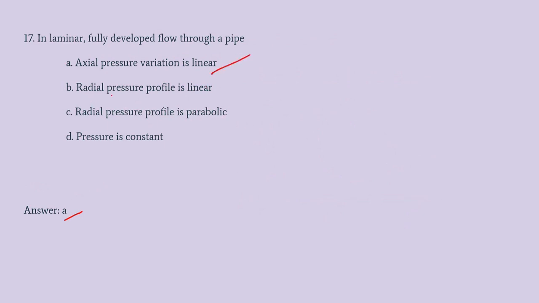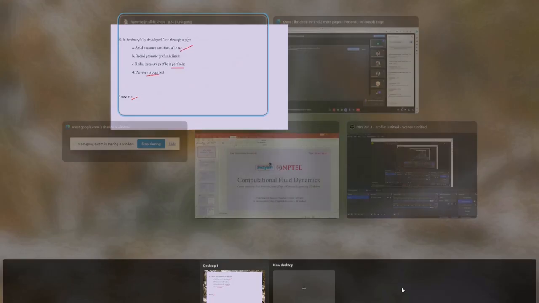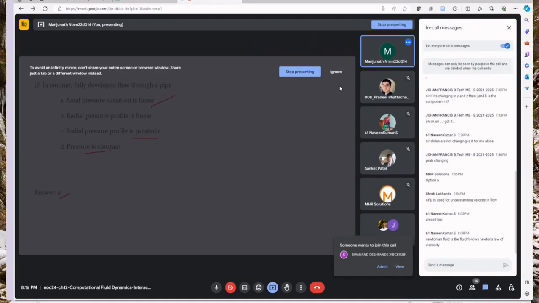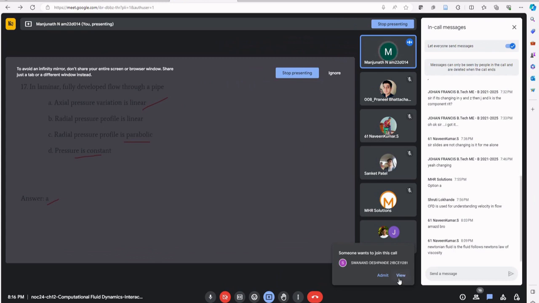As for radial pressure variation, there will be hardly any. You can't say the pressure variation is linear, and it also won't be parabolic. If the pressure is constant, then the flow won't happen actually. The driving force is actually the difference in pressure.